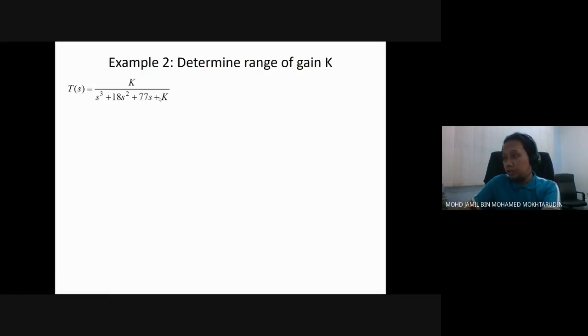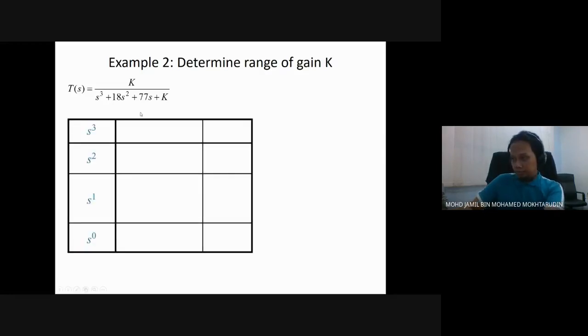So the first thing is to generate the table. You have S cube as the highest power, so your top row is S cube, followed by S square, S1 and S0. Then you alternatingly fill the 2 top rows. The first box is 1, then alternately 18, then 77, and then K. Then you can determine S1 by finding the determinant.